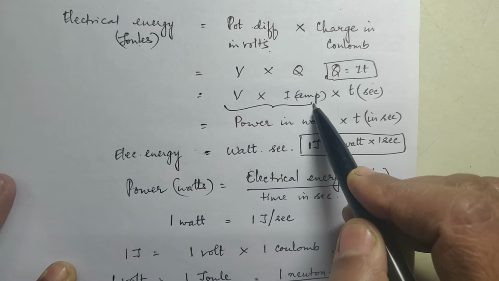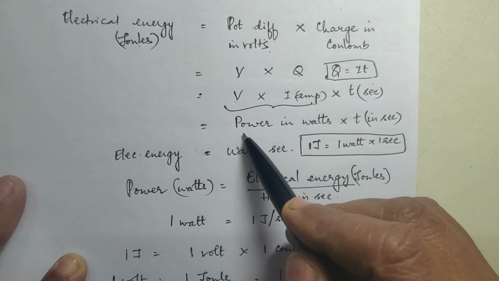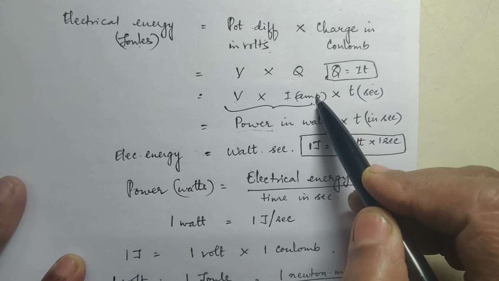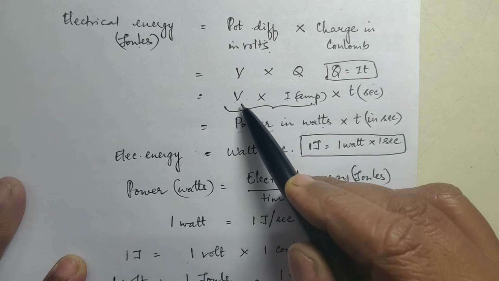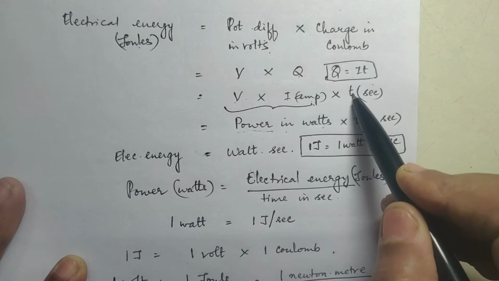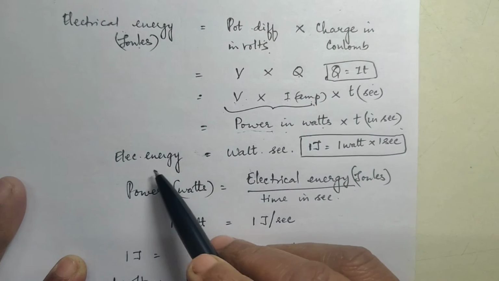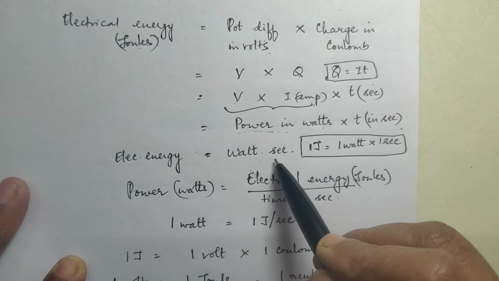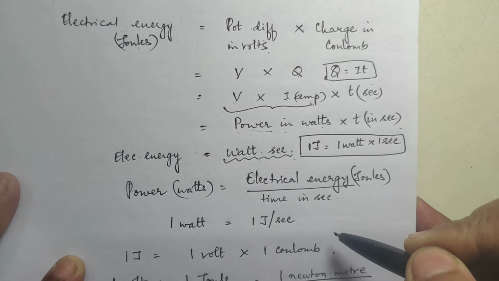Now V into I, potential difference in volts into current strength in amperes, is nothing but power. So 1 volt into 1 ampere is equal to 1 watt. Into time in seconds, that is nothing but your electrical energy. So electrical energy is power in watts into T in seconds. So your unit for electrical energy is watt second.